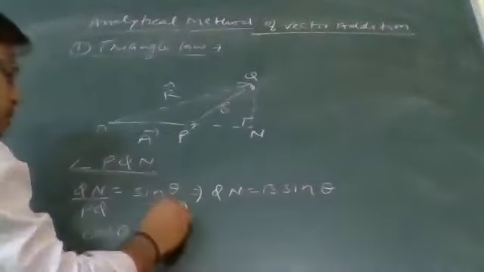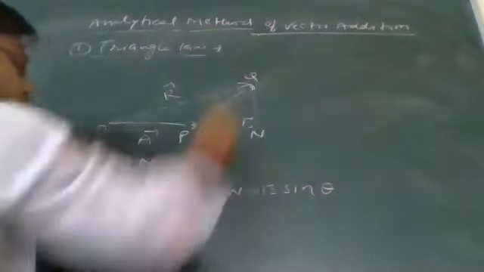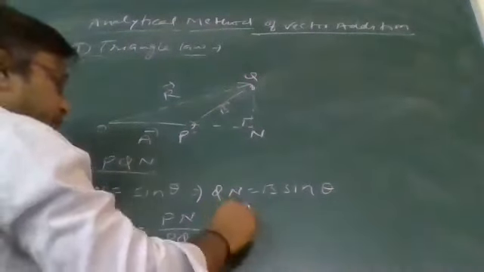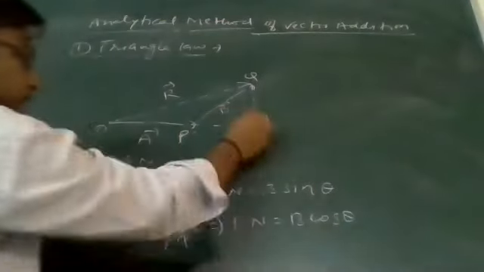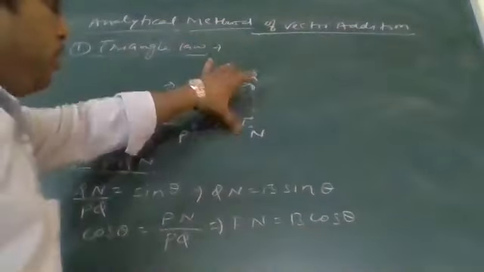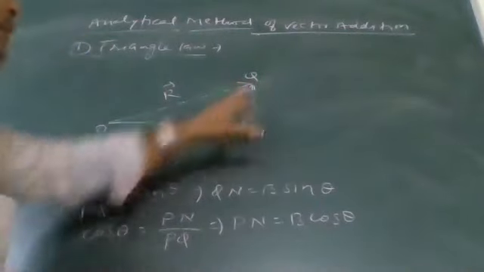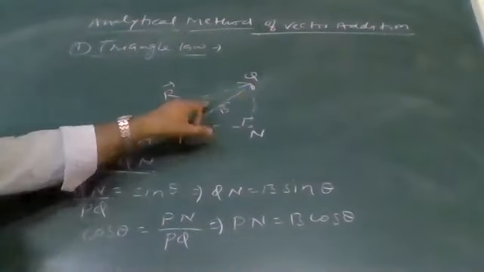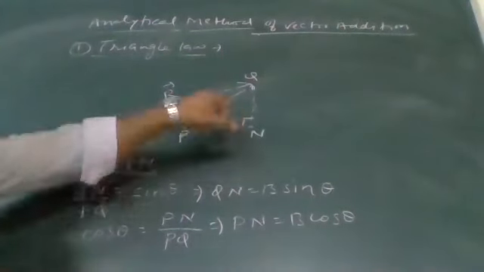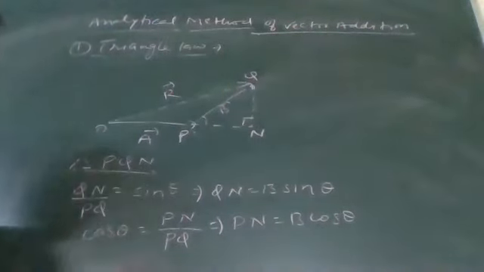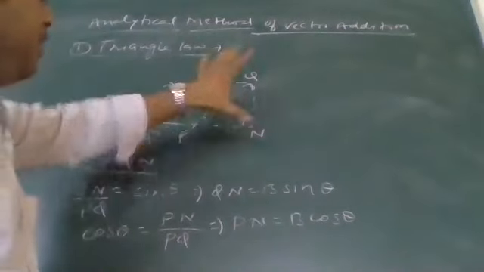Second, for cos theta: cos theta is base PN by hypotenuse PQ. So PN can be represented as B cos theta. This PN is B cos theta, and this QN is B sin theta. I resolve both values in respect of B, where this is my theta and this is a 90-degree angle. I have resolved only the values of PN and QN.